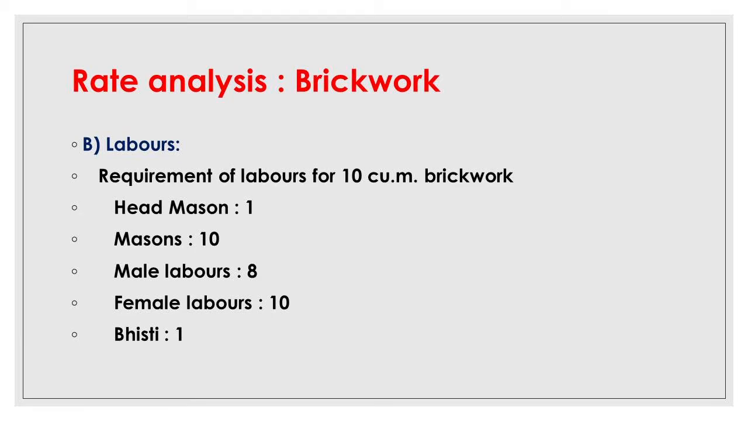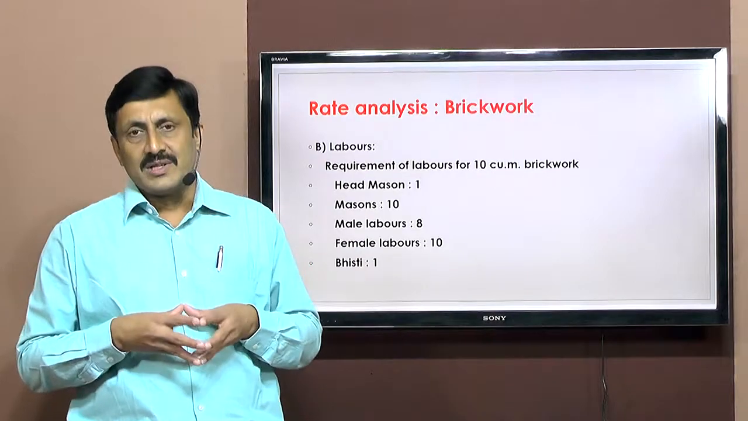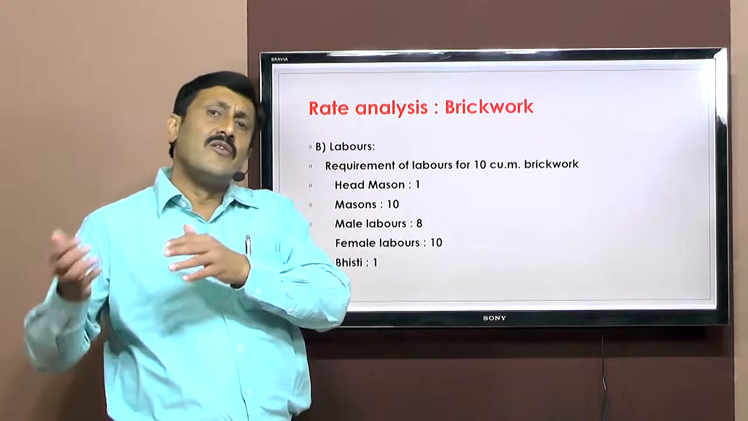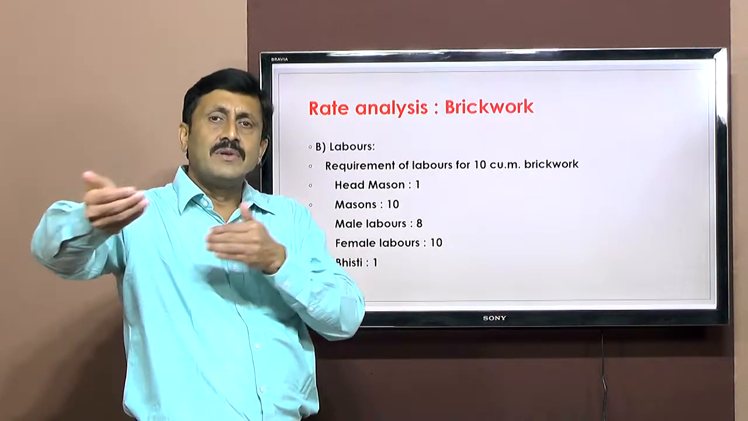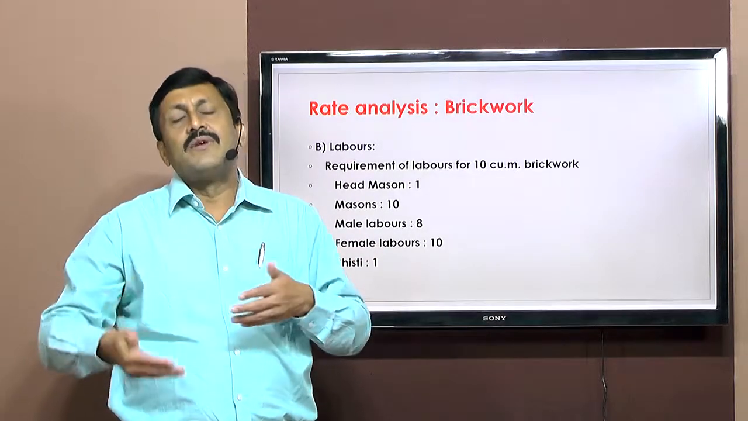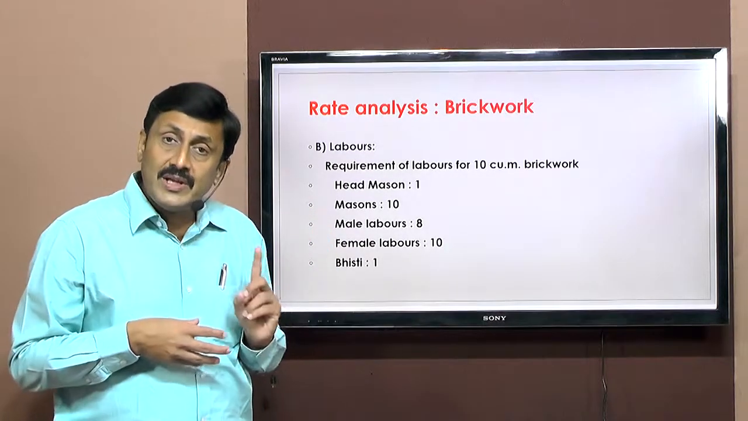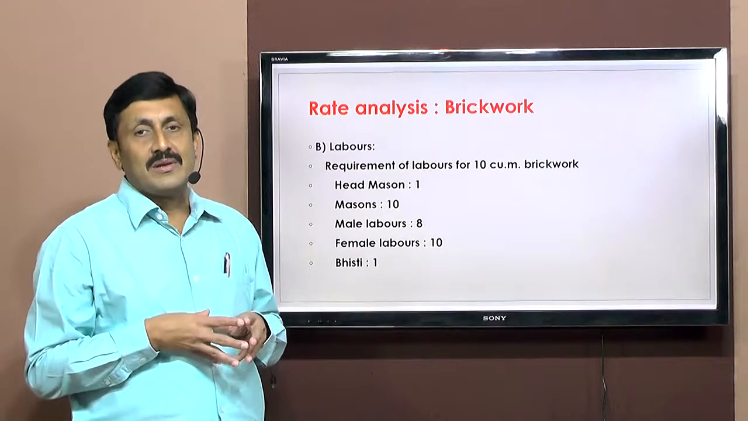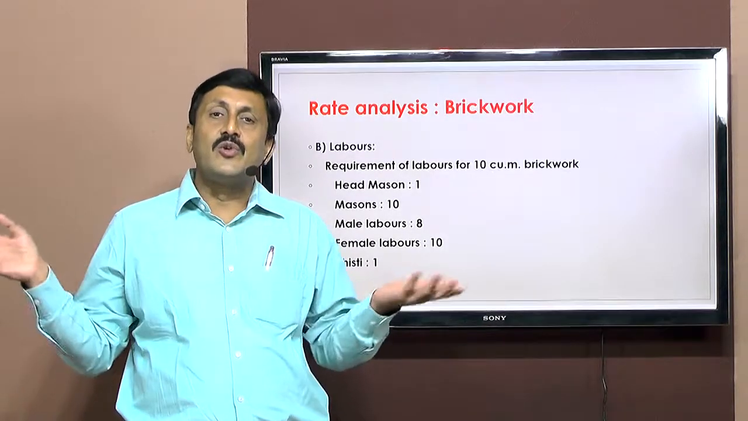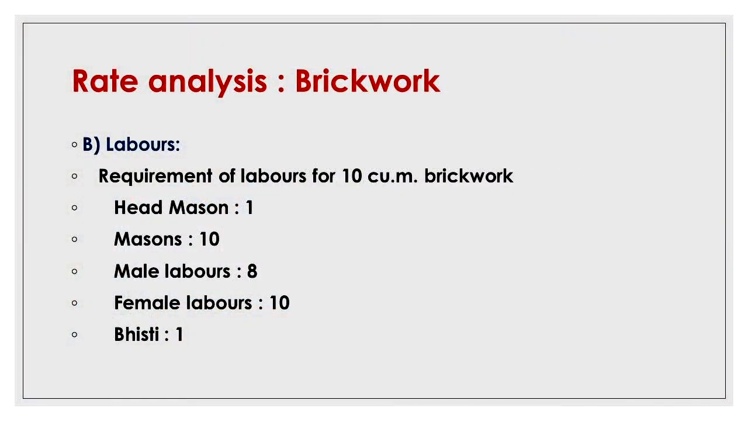Now female laborers are required for what? To carry that cement mix to the site where brickwork is in progress, to carry those bricks from the place where these bricks have been dumped to the workplace of brickwork. So 10 female laborers are required and 8 male laborers are required. Then we also need one more category of labor who is responsible for curing of this brick masonry wall, and that category of labor we consider as bhisti. So one bhisti is required for this 10 cubic meter brickwork.